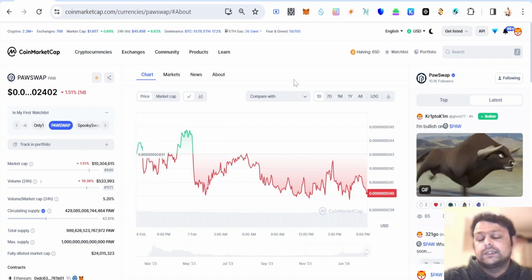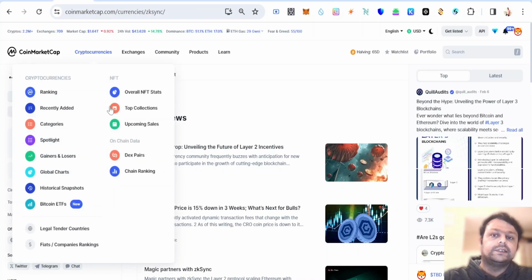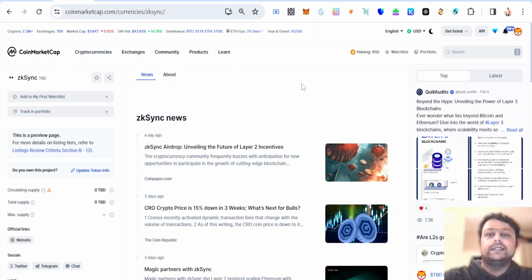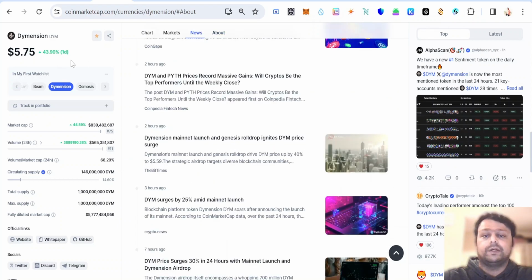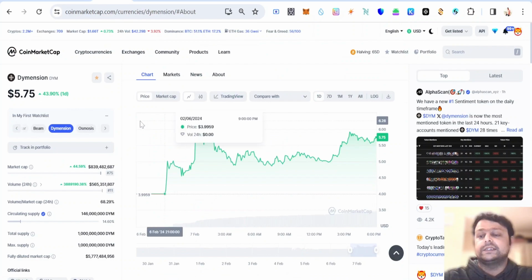Now, why these ecosystems are presently hot is because if we see the example of ZK Sync, currently ZK Sync is doing pretty good, which is a layer 2 solution on the Ethereum blockchain, and soon hopefully they will have an airdrop for ZK Sync. Also, if we talk about the recent one, Dymension, which has an EVM and also it's on the Cosmos ecosystem. So as you can see, this token has also pumped a lot like crazy after yesterday's airdrop.